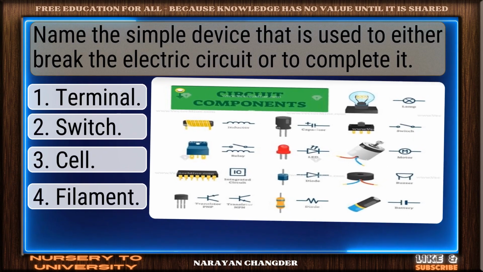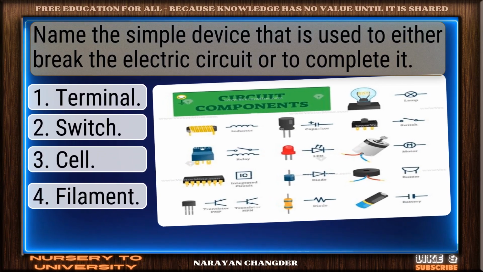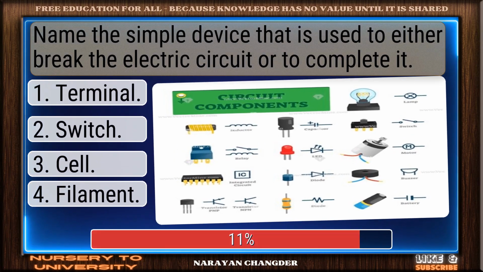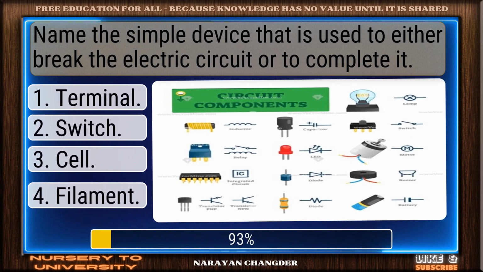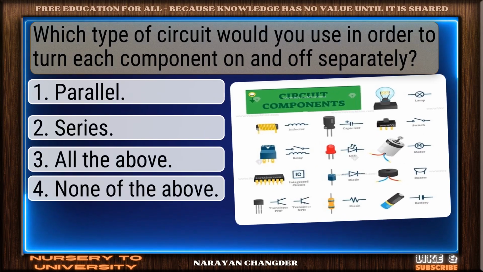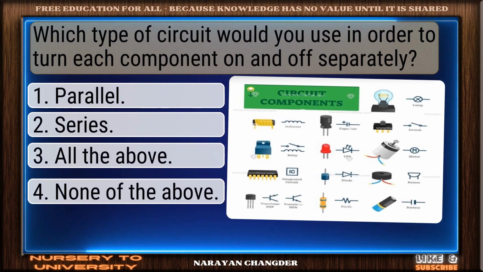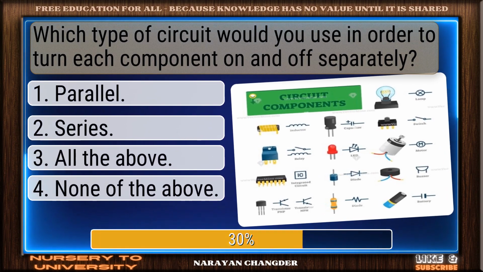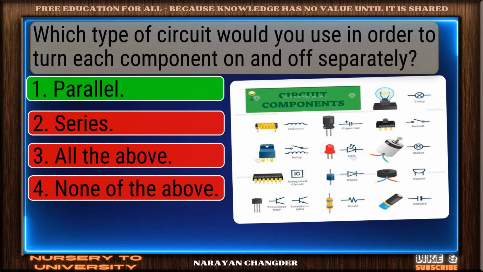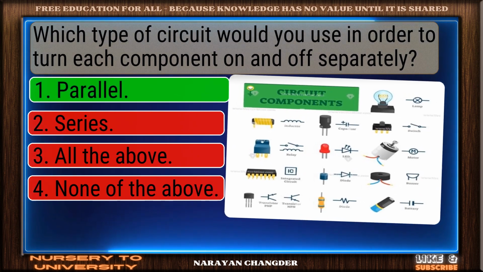Name the simple device that is used to either break the electric circuit or to complete it. Smart move. Switch is an accurate answer. Which type of circuit would you use in order to turn each component on and off separately? Right choice. Parallel is the best answer.